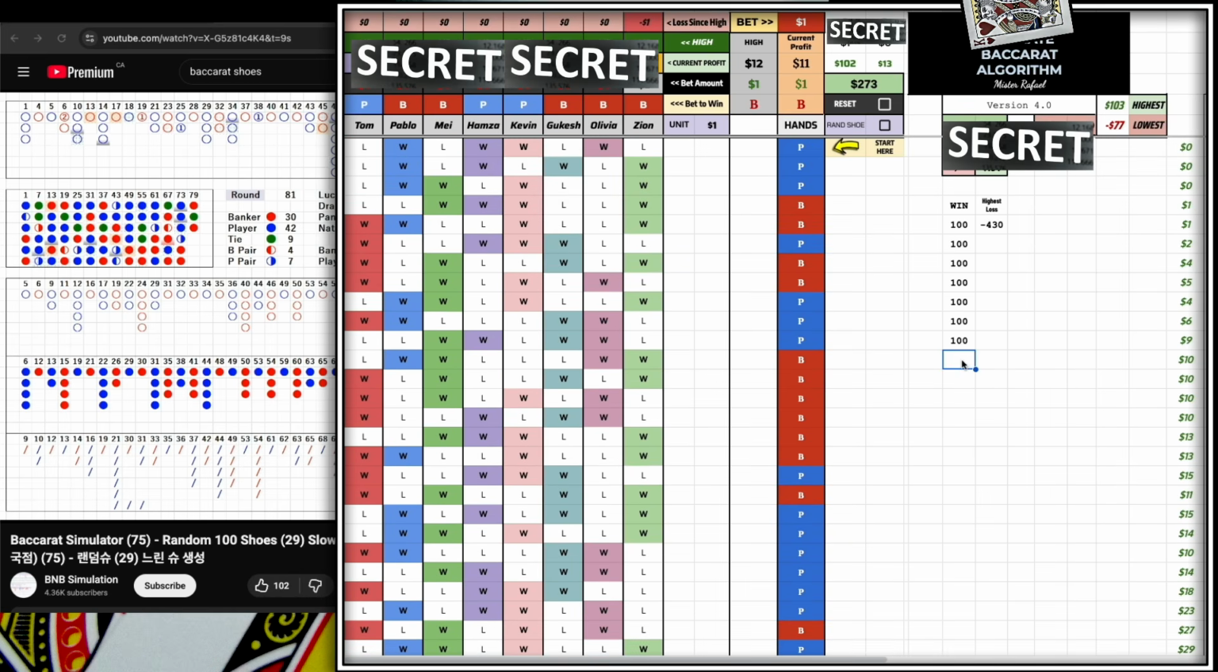Fantastic. Let's put in another $100. Whoops. Why is this like that? All right, there we go. Okay, guys, 21 shoes in. Let's see, $2, $4, $6, $800 in profit. Biggest drawdown minus 430. I'm gonna take a break because my fingers are hurting.